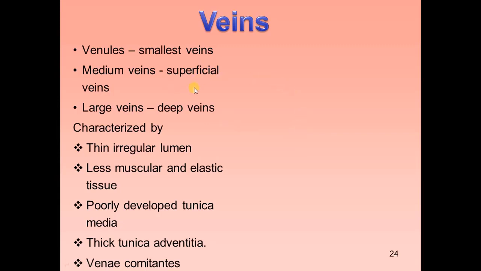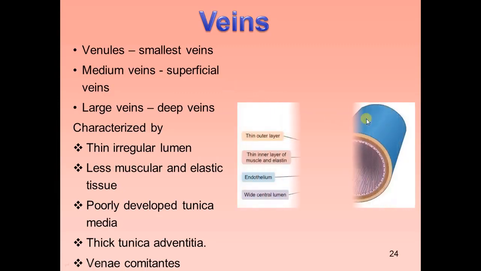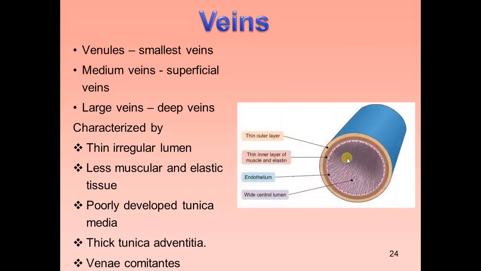Superficial veins are mostly seen on the superficial aspect. A lot of veins you see subcutaneously, below the skin, and the branches are called tributaries. So venous tributaries you call them. They are characterized by a thin lumen which is irregular. Usually for diagrammatic purposes it is shown as round, but usually the vein lumen will be collapsed or irregular. You don't find a very regular round lumen.